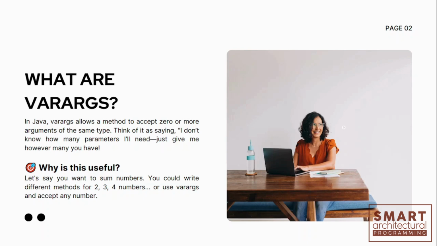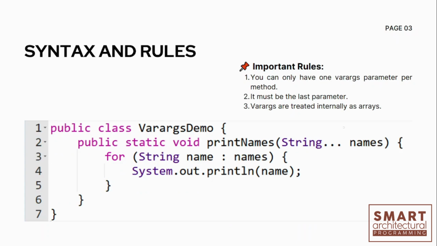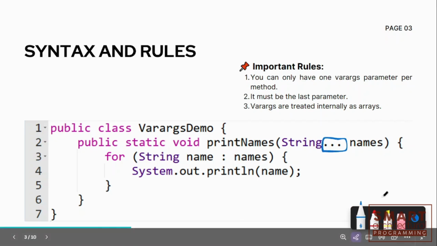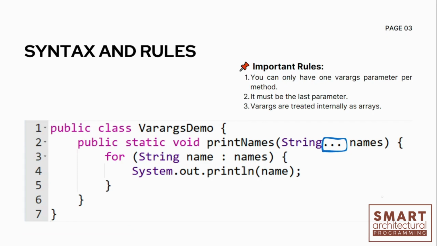Before we get deeper into more detailed aspects of Varargs, we need to understand how the syntax and the rules of Varargs work. If you see my screen right now, you'll see the syntax here. When we write the 3 dots here with String, this means we are using Varargs. So you can have multiple names pushed into this particular method, right? This tells Java that this is a Varargs parameter.